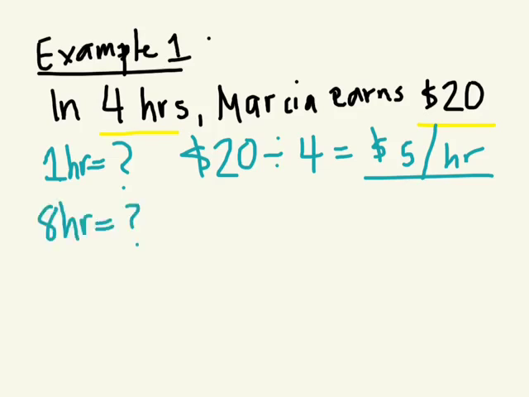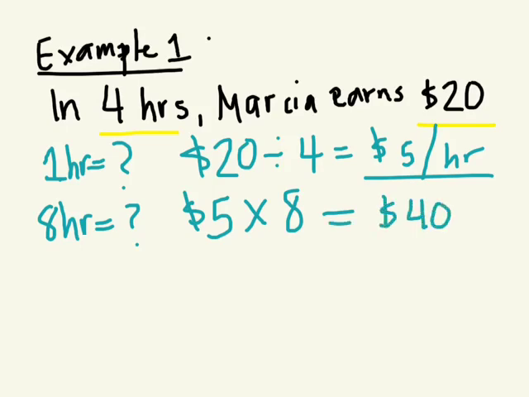Now we need to figure out how much she earns in 8 hours. Are we going to multiply or divide? Good. We're going to take her hourly rate, which is $5. She earns $5 in 1 hour, so we're going to do what to figure out in 8 hours? Multiply by 8. So how much does she earn in 8 hours? $40. Good. So for the next question, we have to figure out how long, so how many hours does she have to work if she makes $100?